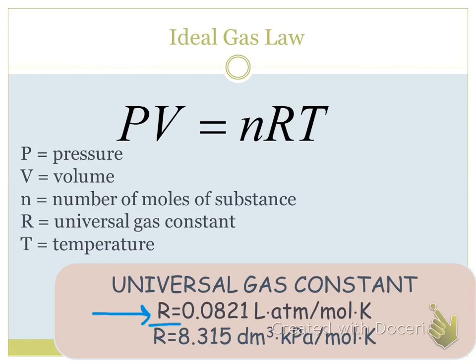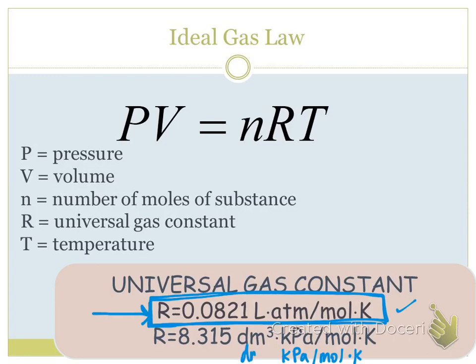So that's the one that we use most often, almost all the time. You can write the other one down in your notes. I wouldn't bother putting it on your equation sheet. This R value should go on your equation sheet. I'm going to put the units for that other one underneath: kilopascals, decimeters cubed, moles, Kelvin. So the volume units are decimeters cubed, the pressure units are kilopascals, and then moles and Kelvin.